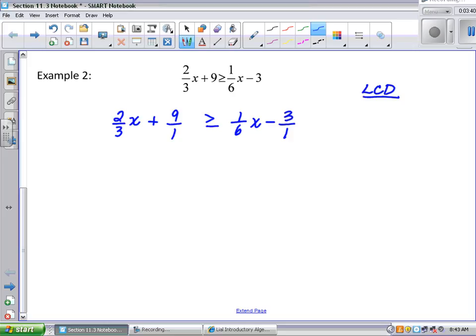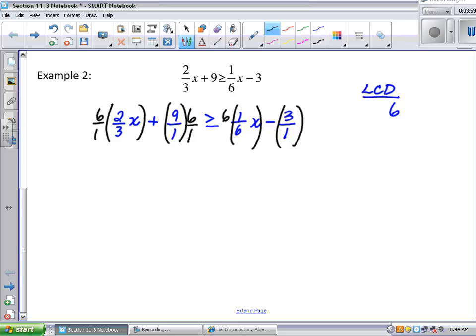When I look at my fractions, I have 3, 1, and 6. My lowest common denominator is 6. I'm going to multiply every term. So there's 1, 2, 3, 4. I'm going to multiply all of those by 6, or 6 over 1. And we can reduce.